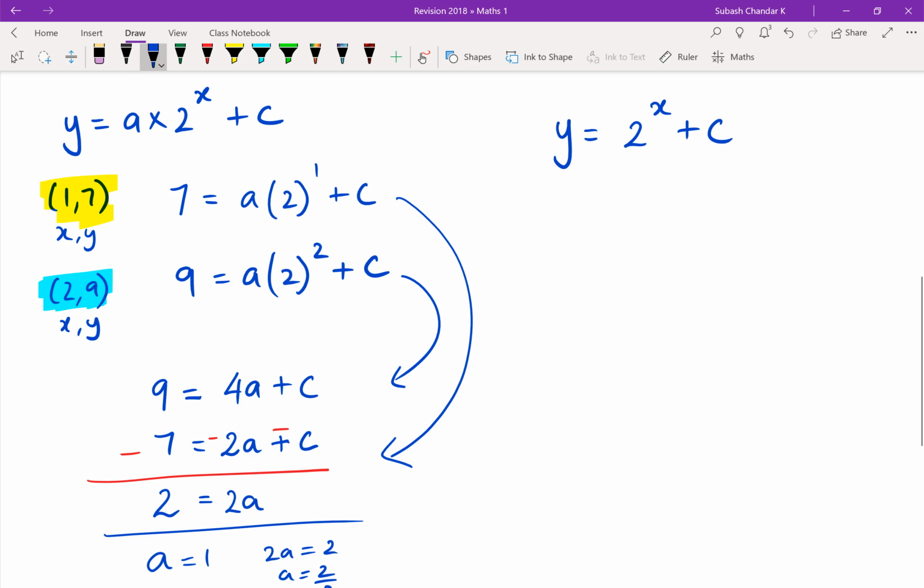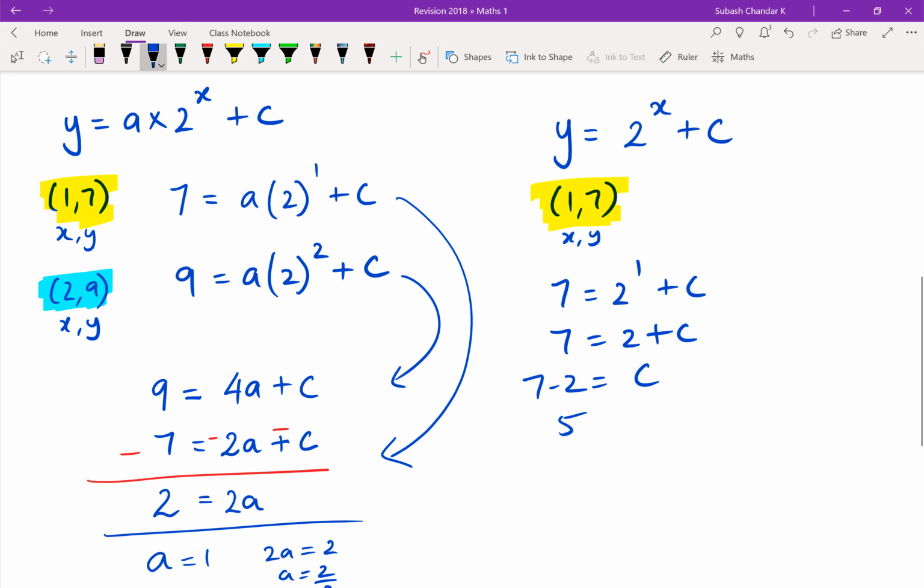So I'm going to use that point 1, 7, which is from the table, so I've got x and I've got y. So 7 equals 2 to the power of 1 plus c. 7 equals 2 plus c. C equals 7 minus 2, and c equals 5. So this equation here is y equals 2 to the power of x plus 5.